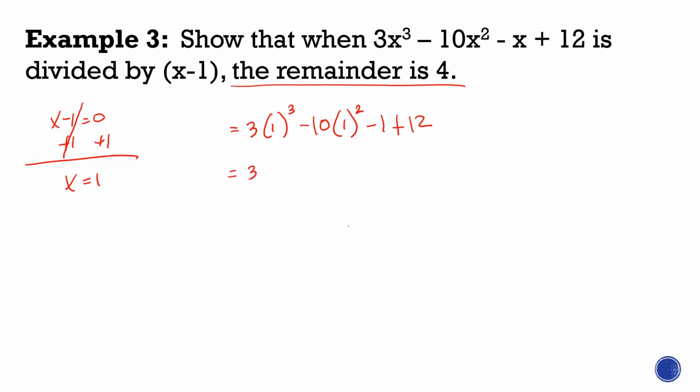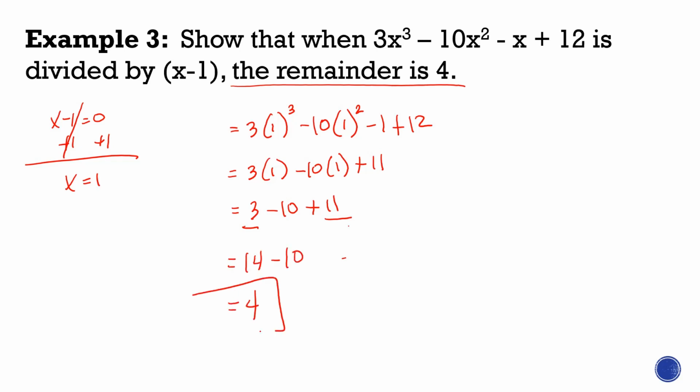Here. So 3 times 1, 1 raised to 3 is 1, minus 10 times 1 plus 11. This is 3 minus 10 plus 11. 3 and 11, that is equal to 14 minus 10. And that's what we want to happen. The answer should be 4. So here we were able to show that the polynomial, when we divided it by x minus 1, the answer is 4. The focus here is the procedure.